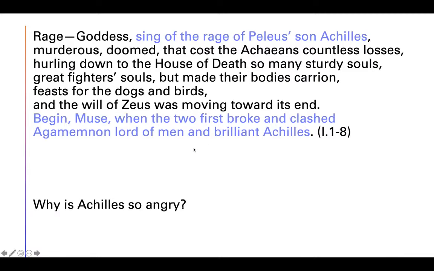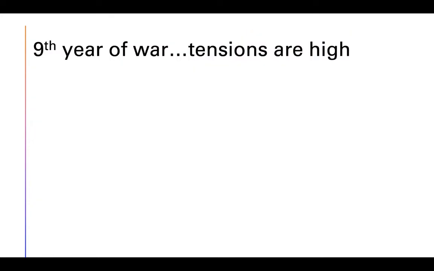So why is Achilles so angry? This is kind of confusing, so I'm going to walk you through it. Okay, so think about this. We're in the 9th year of a 10-year war. People are really tired of this. They've been away from home for 9 years now. This means that they're camping on the shores of Troy, trying to survive this conflict. Tensions are really high. People are hungry, horny, sad, resentful. They want to go home.